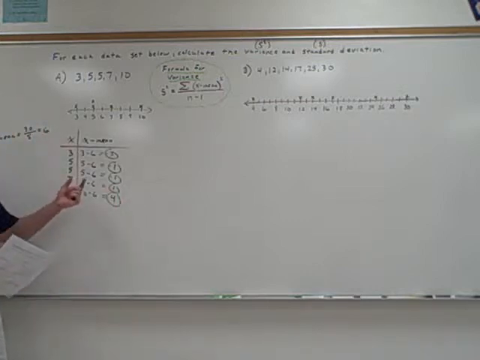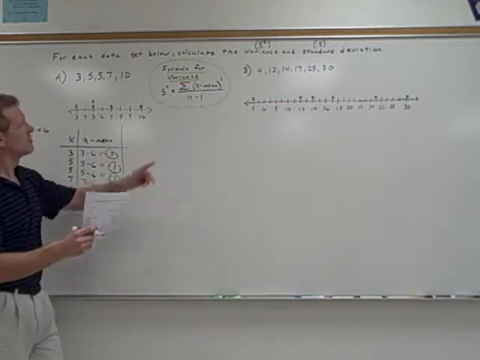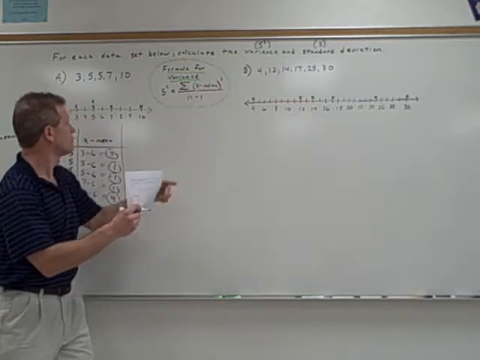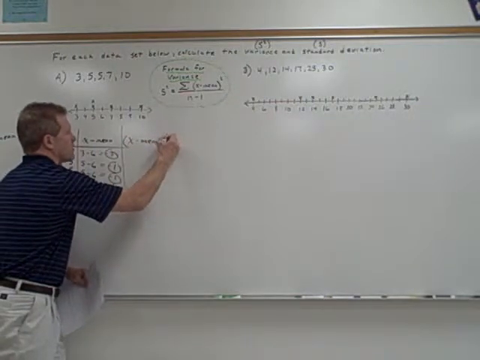So really what you're doing is finding out how far each number is from the mean. That's what variance and standard deviation does. It gives you a measurement of how far all the values are from the mean, kind of on average. Next, now I have to square them all. So I'll take X minus the mean and square all those.